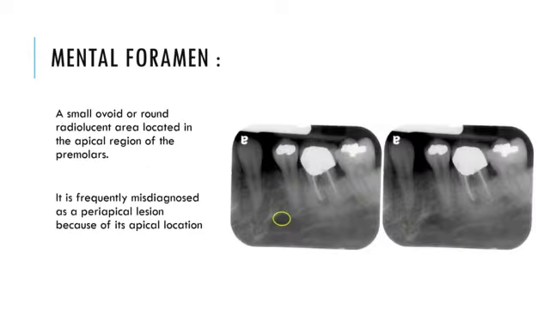Next is the mental foramen. It is a small ovoid or round radiolucent area located in the apical region of the mandibular premolars. It is frequently misdiagnosed as a periapical lesion because of its apical location in relation to the premolar.